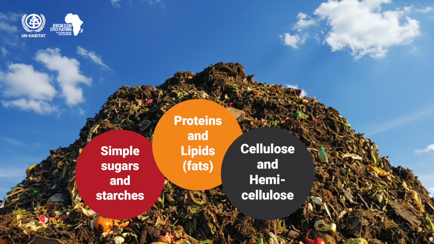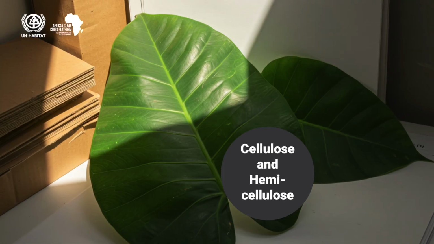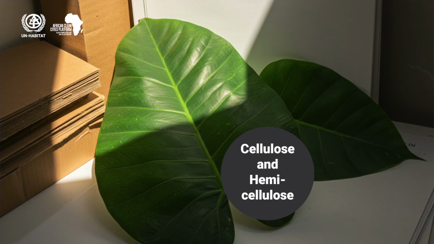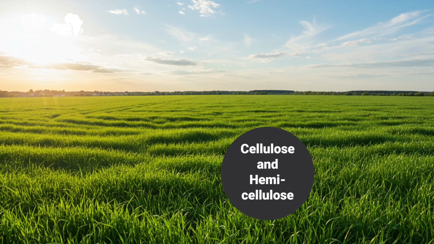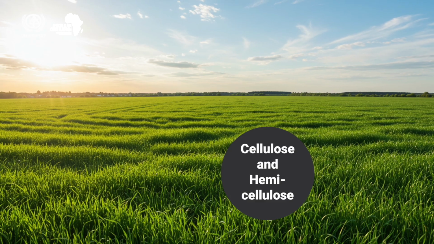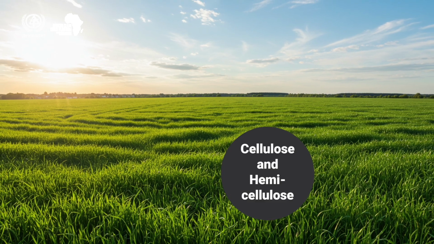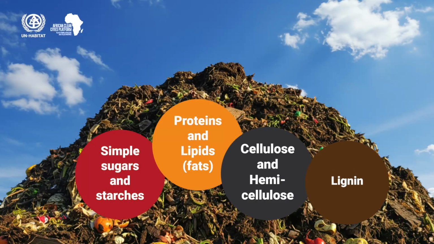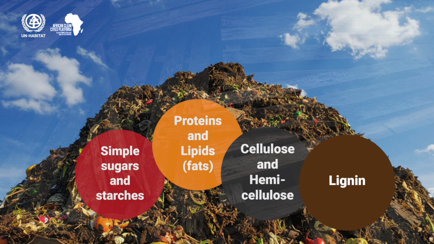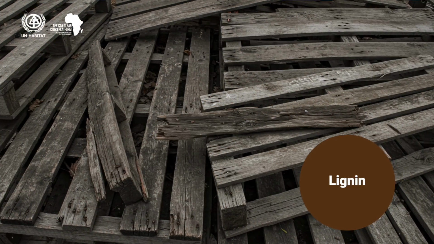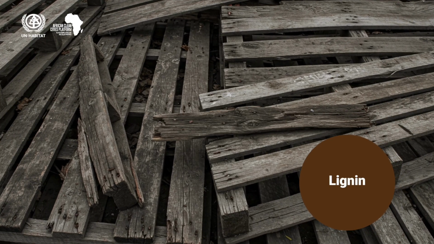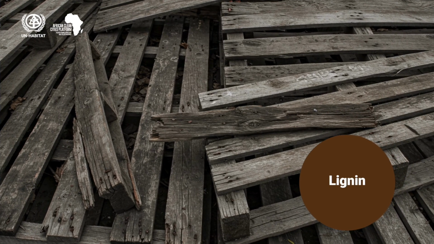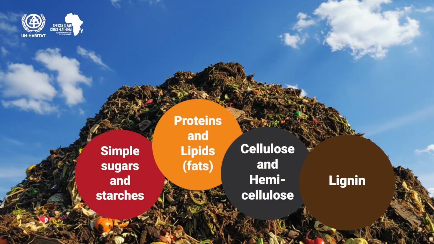We also find cellulose. This is present in plant cell walls, paper, and cardboard. Also, hemicellulose in softer plant tissues. These compounds decompose more slowly and require specific microbes. And finally, lignin, which is found in woody and fibrous plant material. Lignin decomposes very slowly and often remains partially intact for extended periods in a landfill.